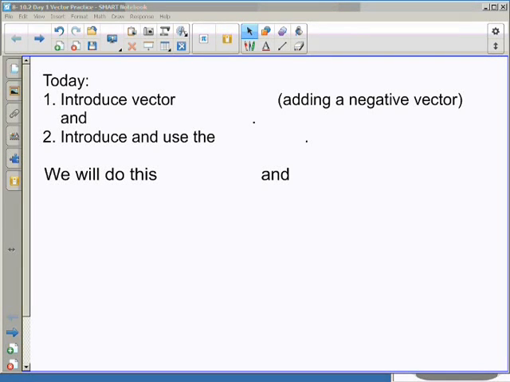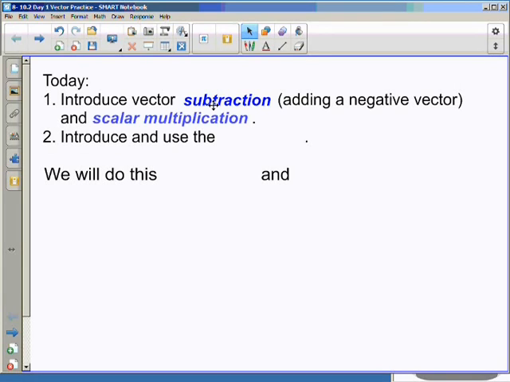Hello and welcome to the third lesson, and we're going to call it Day 1 for Section 10.2. That's another lesson on vectors, and today we're going to introduce the idea of subtracting vectors, which is essentially adding a negative, as well as scalar multiplication. And the second idea we'll be looking at is unit vectors. We're going to do this both graphically and algebraically.